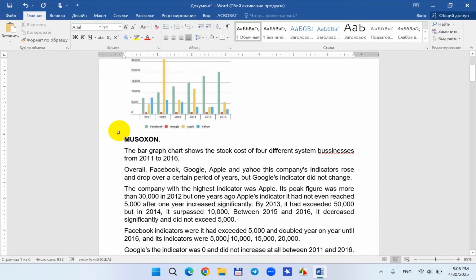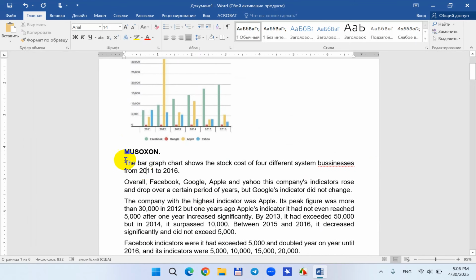First, I'm going to read your introduction. "Most on the bar graph chart." So graph and chart, I think they have the same meaning. That's why I have to omit one of them. Okay, let's omit graph. So you have to use only one of them, the bar chart or the bar graph, but do not use two of them. "Shows the stock cost of 4 different system businesses."